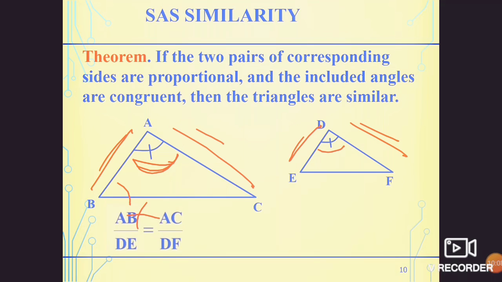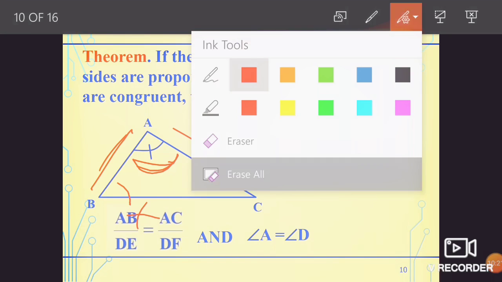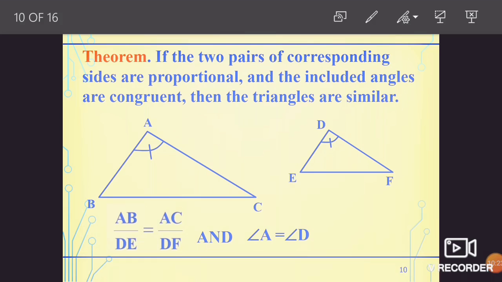two corresponding sides are in ratio, and we also have to prove that the angle between them is equal. In that case only we can say that they are similar to each other by the SAS similarity rule.